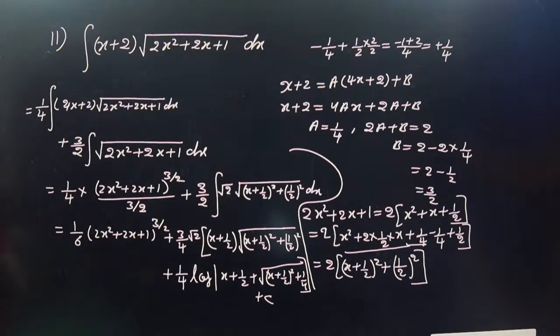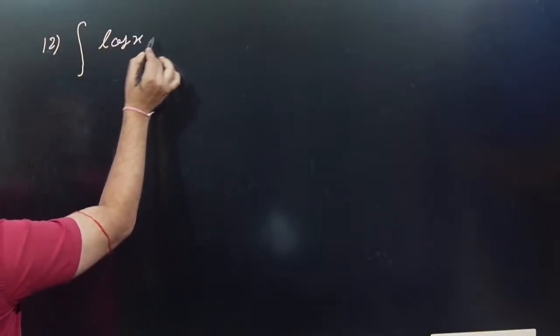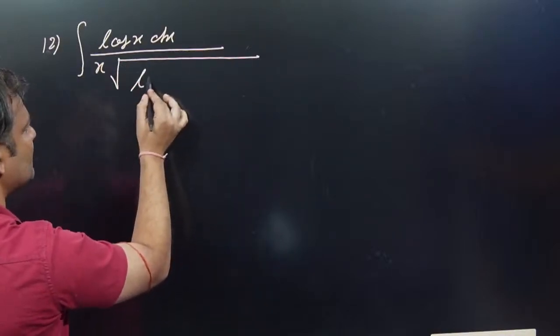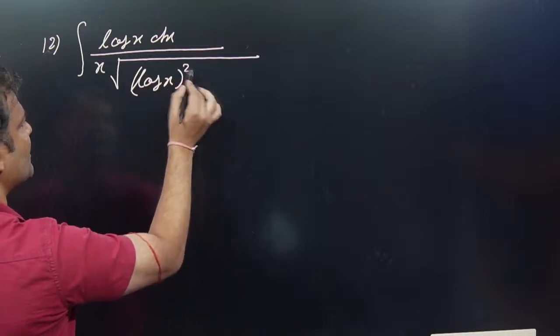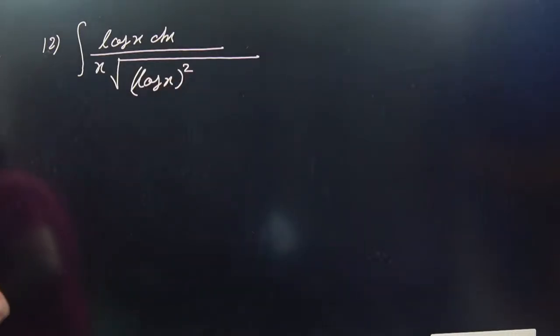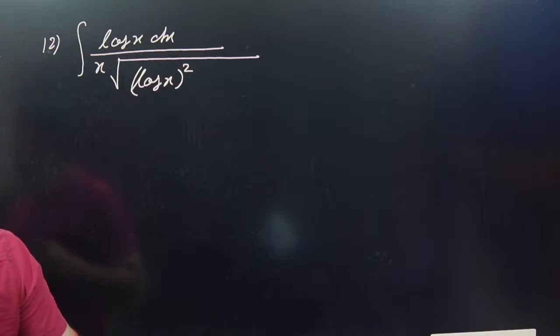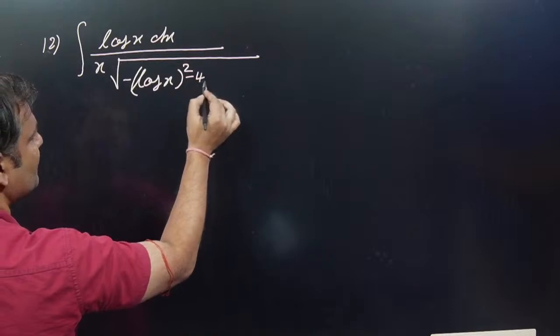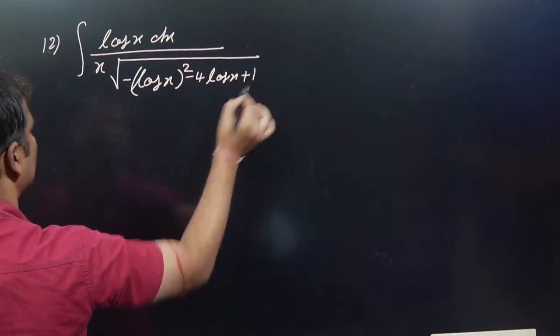question number 12. We focus on question number 12. How can we do it? Look here. Question number 12: log x dx divided by x into under root of log x to the whole square, into minus log x to the whole square minus 4 times log x plus 1.